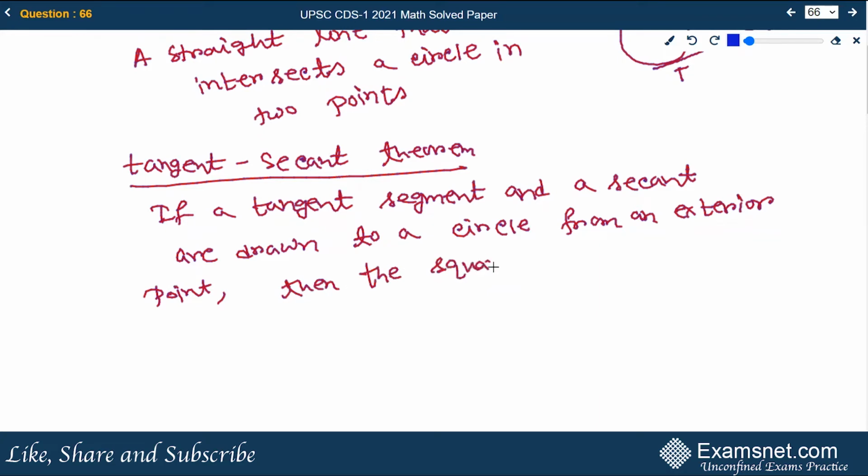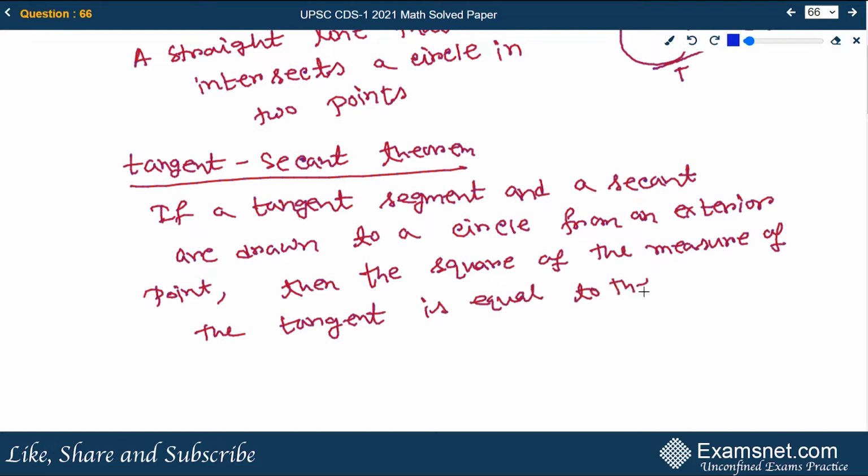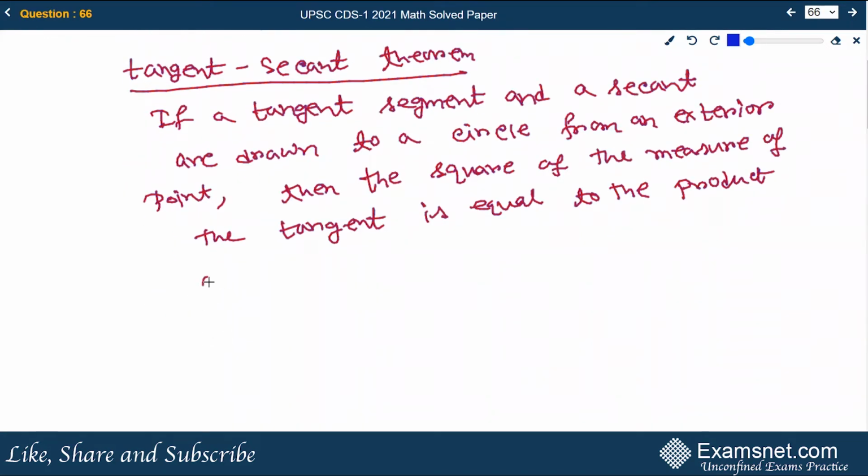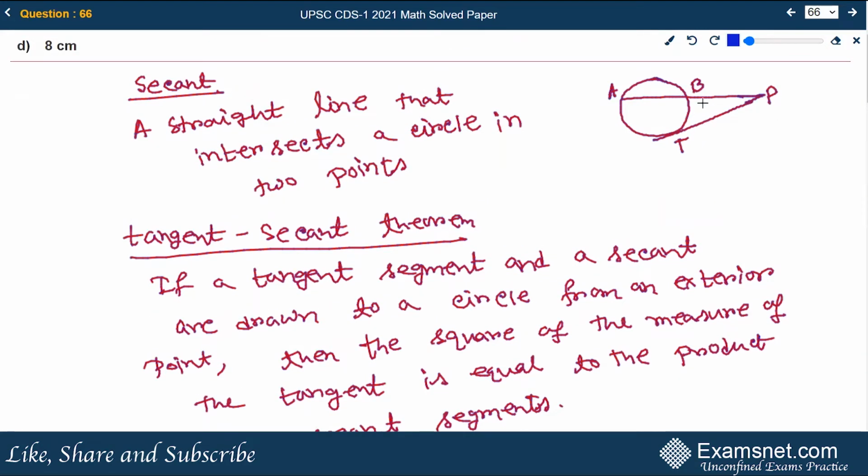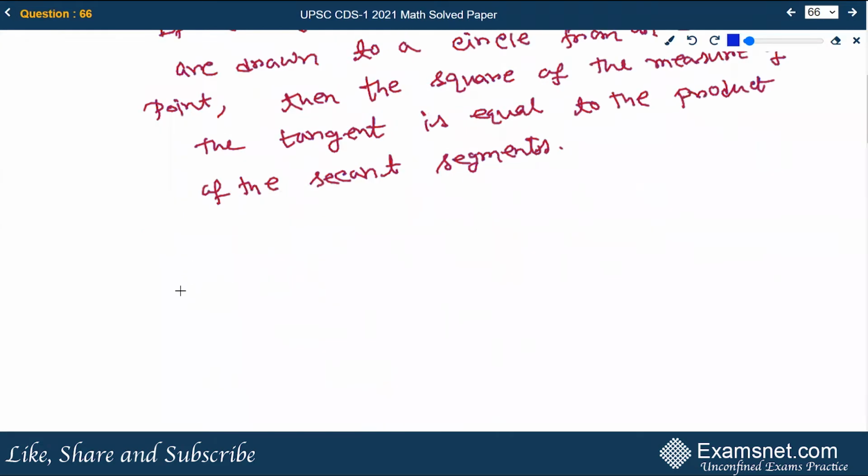the square of the measure of the tangent is equal to the product of the secant segments. So here what I mean by this is that PT is the tangent, so the square of PT equals the product of PA and PB. These are secant segments. Therefore PT square equals PA multiplied by PB.